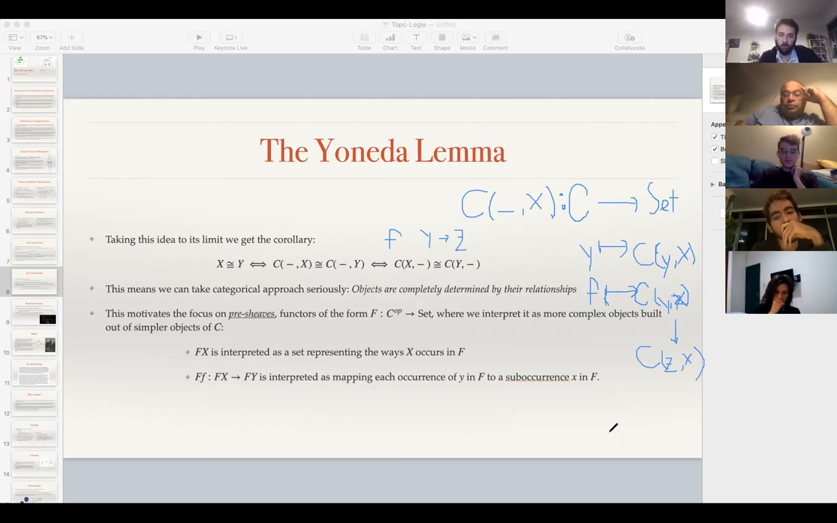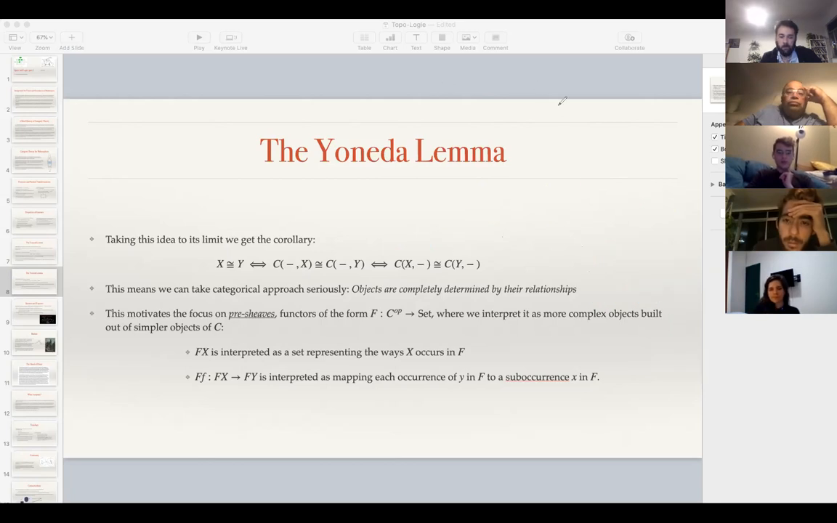So for each object, it's giving a set, because it's giving everything that's going into this object. If we do it the opposite way, it's going to be all the morphisms that come out of the object. But it turns out it's equivalent to look at either. Okay.